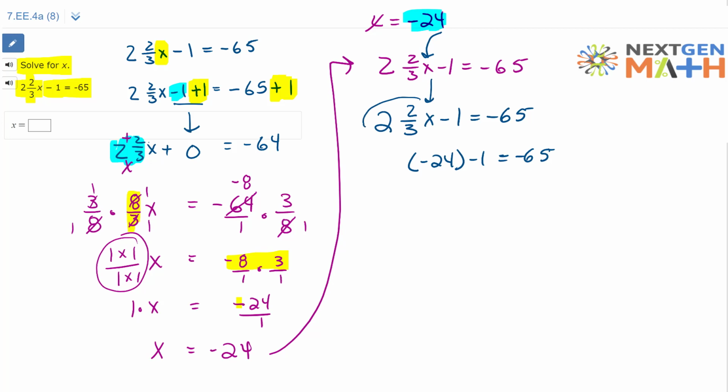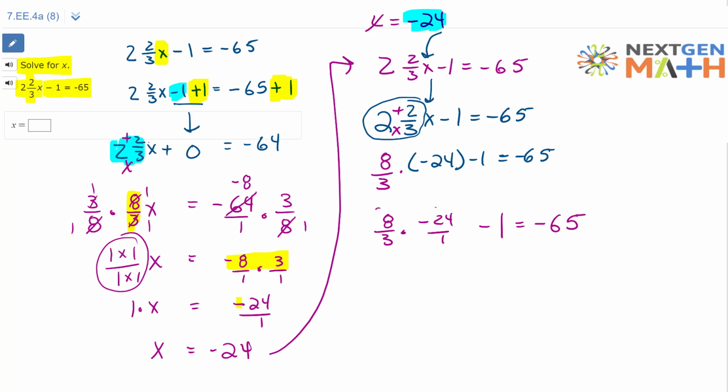But then let's also convert that mixed number to a fraction greater than 1. So 2 times 3 is 6. Add the 2, that's 8. That's what we had earlier. We had 8/3. And so now let's do this next step. So let's rewrite this as 8/3 times negative 24 over 1 minus 1 equals negative 65.